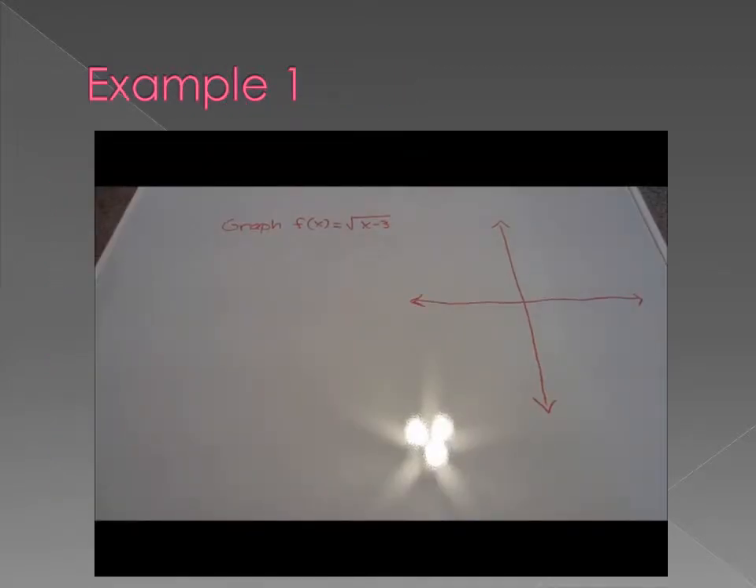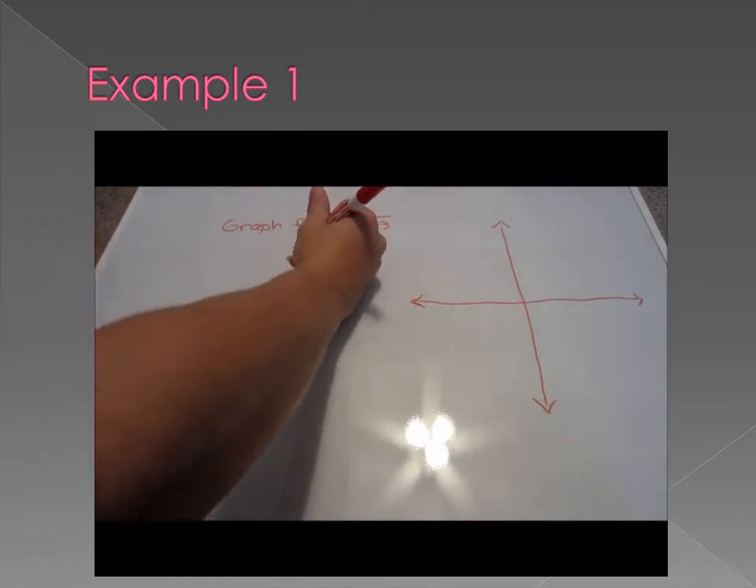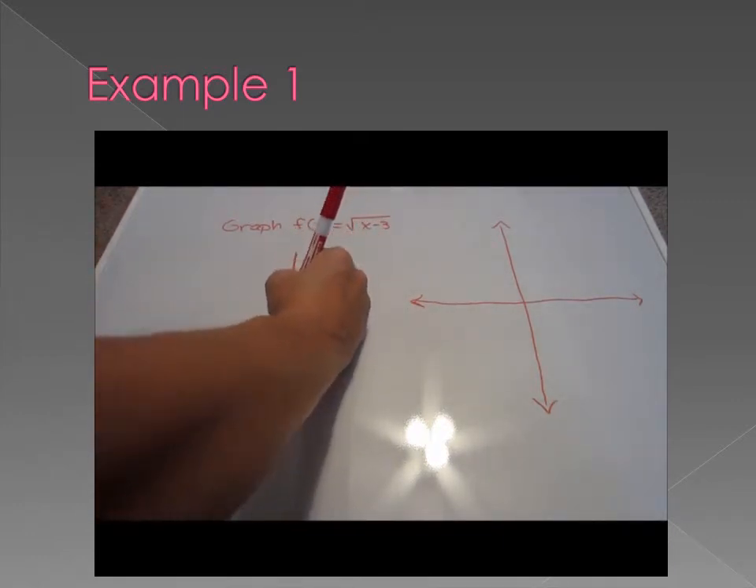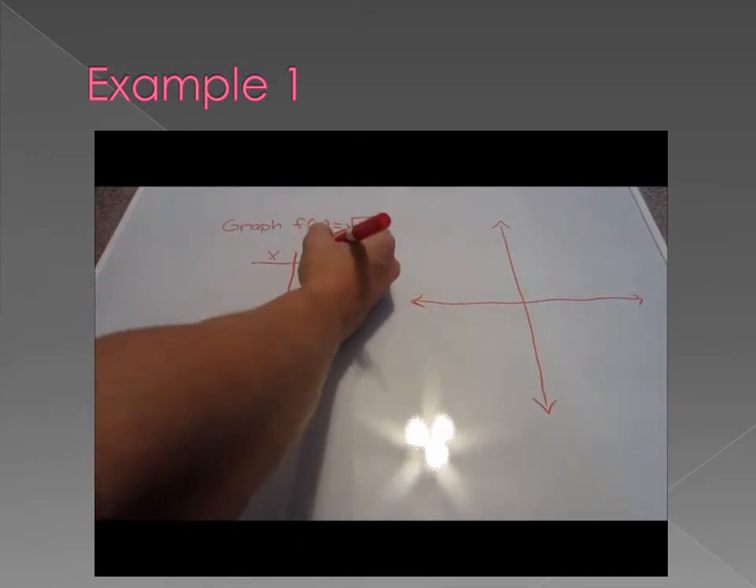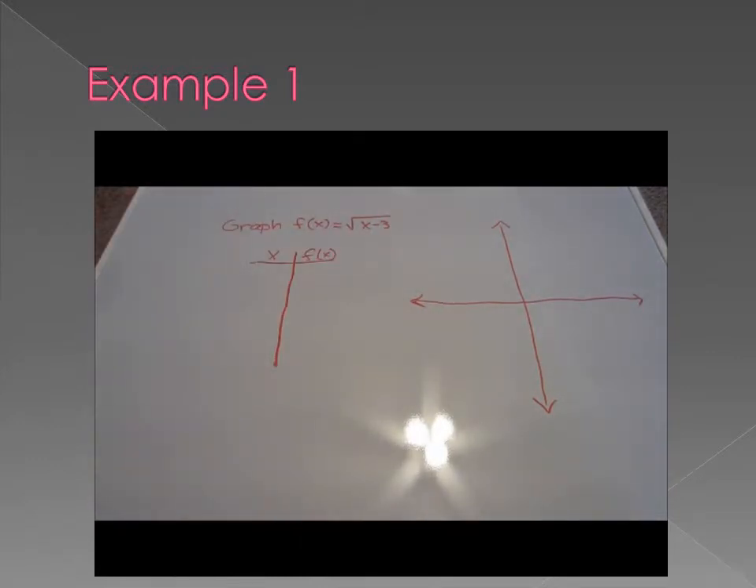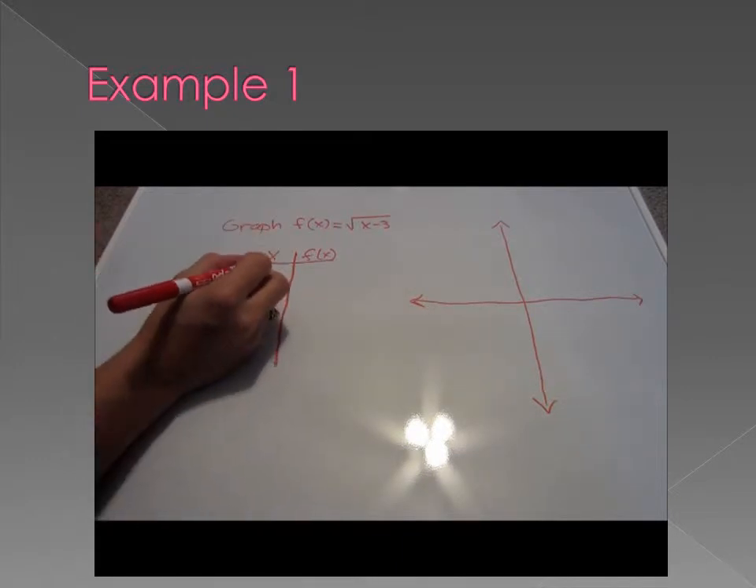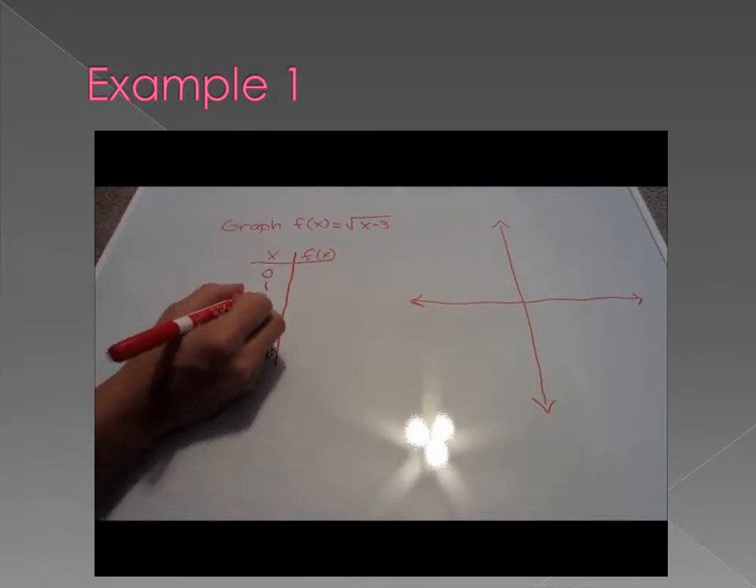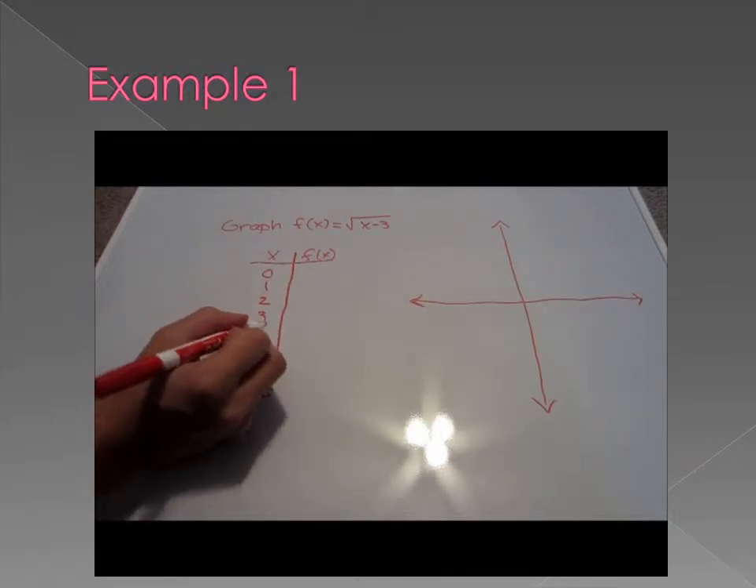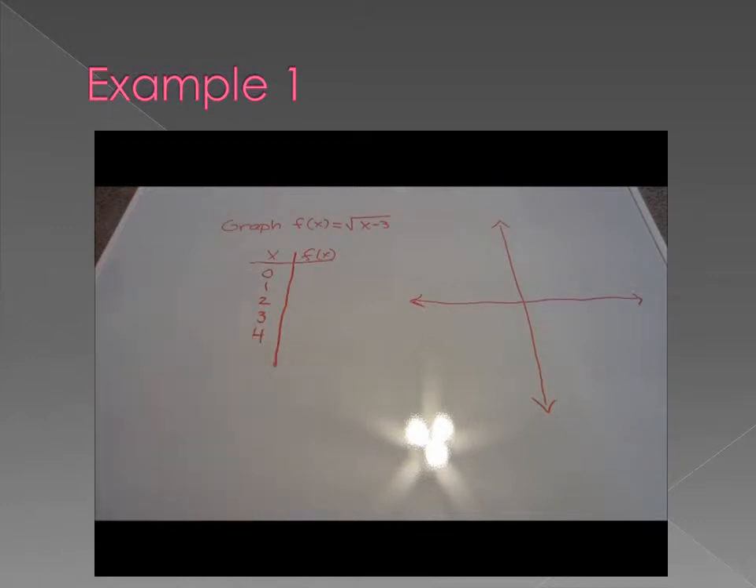For this function, we're going to be graphing f of x equal to the square root of x minus 3. Our first step is to make a table with x in the first column and f of x in the second column. So we draw our table, putting x here and f of x here. Now we need to choose some x values to plug into the equation. So let's choose some easy ones. We'll start with 0, 1, 2, 3, and 4.